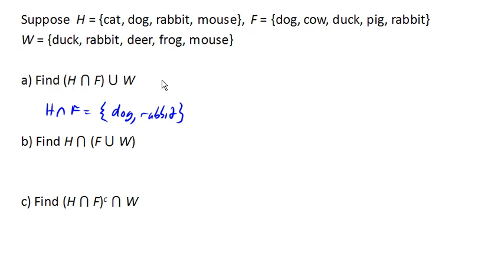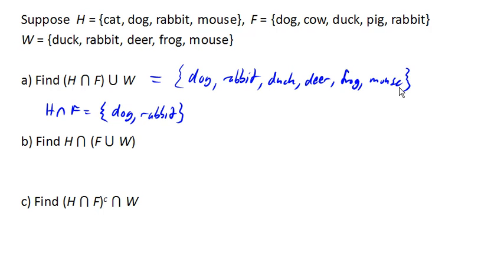So now we'll union that with the set W. So we'll need our dog and our rabbit from the H intersect F set, and then we'll need the elements of W, which would include duck. We already have rabbit, so we don't need to list it again. Deer, frog, and mouse.